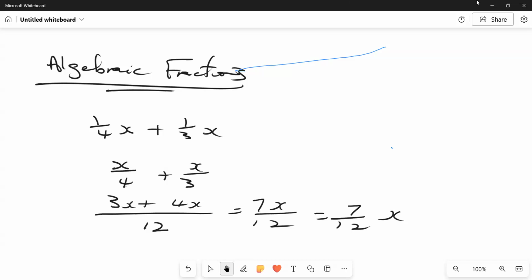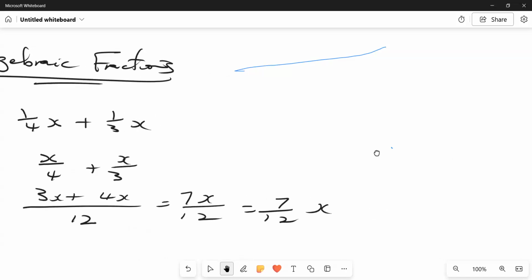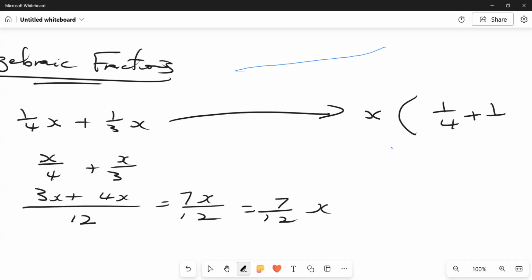Some people do something else, right? And this is what they do. Shift this a little. They make use of something called factorization. They take the x outside and they add the fractions separately. They factorize out the x. They take out the common thing, right? Put it outside using what they call the distributive law.